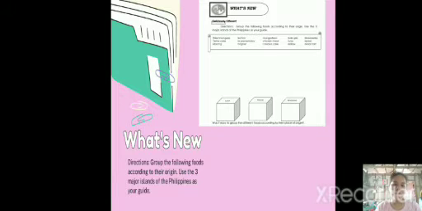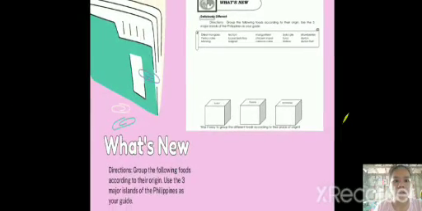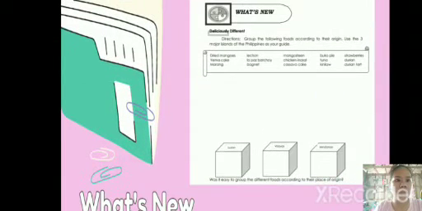What's new? Direction: group the following foods according to their origin. Use the 3 major islands of the Philippines as your guide. Here are the foods: dried mangoes, yema cake, marang, lechon, La Paz batchoy, binagoongan, mangosteen, chicken inasal, cassava cake, buko pie, tuna kinilaw, strawberry, durian, and durian tart.